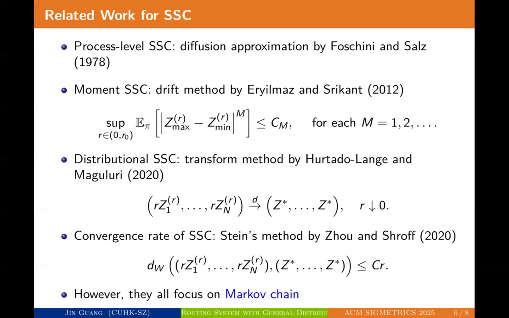However, all of them focus on Markov chains. In our work, we focus on Markov processes. This is the main difference.